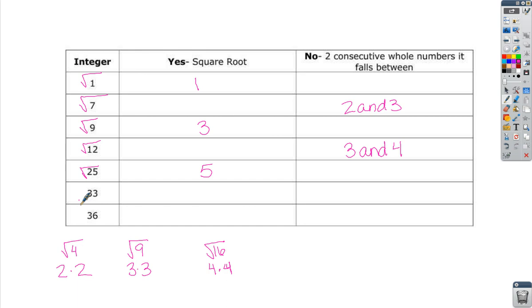Now we have 33. We need to figure out if we can take the square root of 33. I want you to go ahead and try. Think about what is around it. Think about what times itself will get us near 33 if it's not a square root. Go ahead and pause the video.